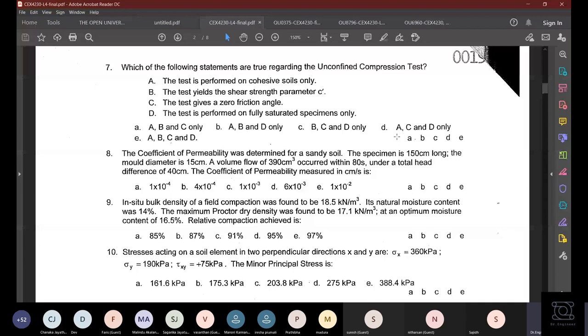The simple equation, Q equal AV. So Q equal KiA, right? So you have to find Q. Q is equal to volume by time. So 390 by 80 is equal to K, we don't know K, into i. i is the head difference by length. So it's a fairly straightforward calculation.